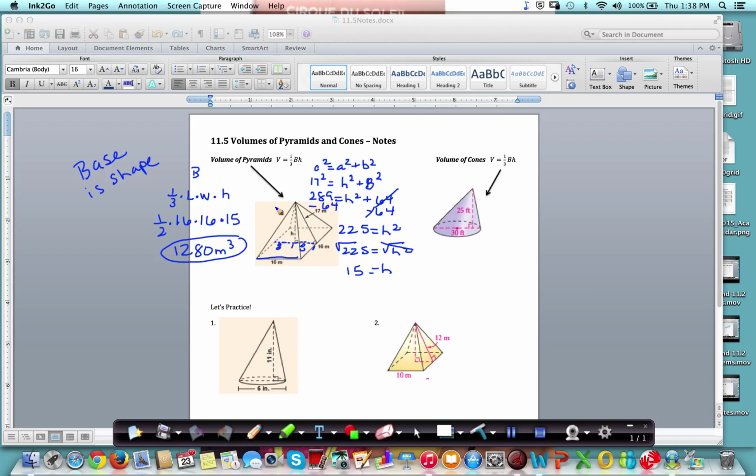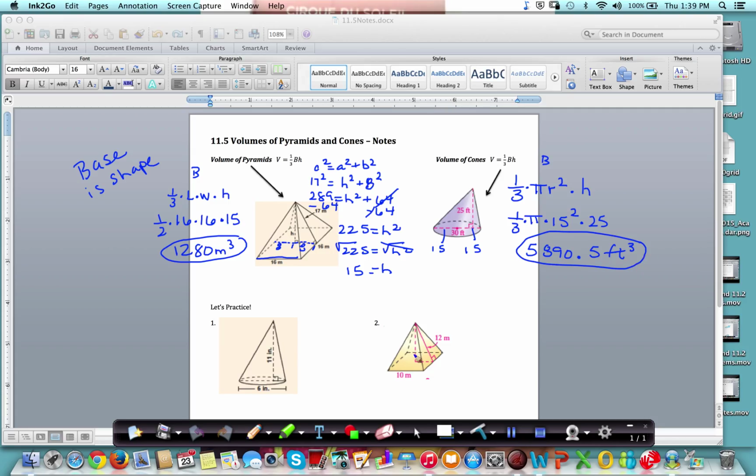Okay, let's look at the volume of the cone. So again, 1/3 base. The base is a circle, so pi r squared times height. So the radius is going to be half of 13, so 15 and 15. So 1/3 times pi times the radius 15 squared times the height of the figure, which we have, that's 25. Multiply it all out, 5,890.5 feet cubed.